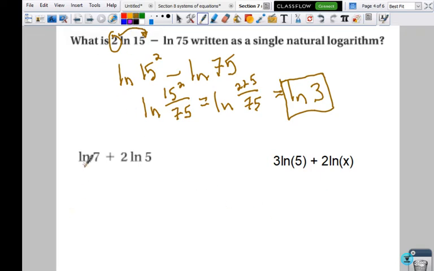Alright, let's do this next one down here. Natural log of 7 plus 2 natural log of 5. Alright, so Maya, help me out this time. What is this 2 in front of natural log 5 going to do? Yeah, the one in the front right here. What's it going to do when I start compressing it down?